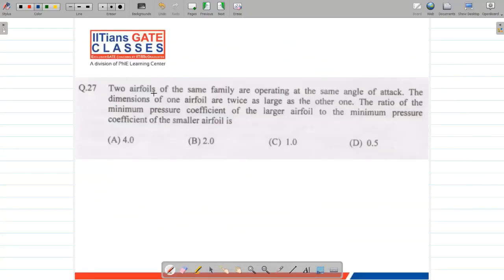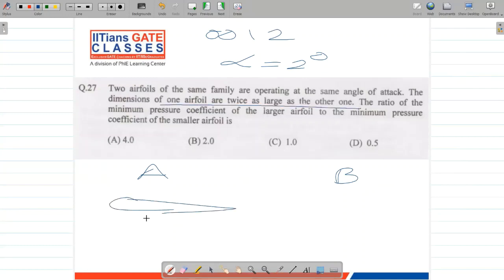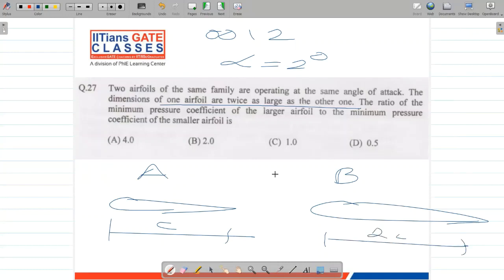Now let's look at this case where you have two airfoils of the same family operating at the same angle of attack. So let's say I have two airfoils, let's say NACA 0012, and they're operating at the same angle of attack, let's say 2 degrees, airfoil A and airfoil B. And the dimensions of one airfoil are twice as large as the other one. Let's say airfoil A has a chord of C, while airfoil B has a chord 2C. But they're operating at the same alpha, 2 degrees, and they are the same family, 0012.